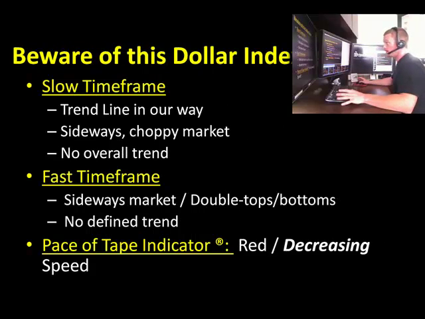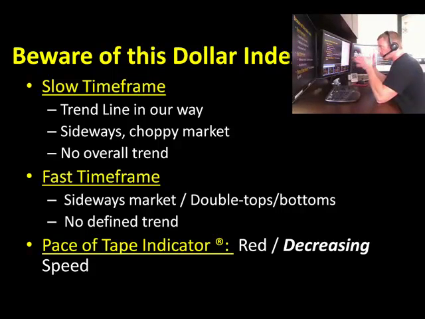Now here's what to avoid. When I see this on the dollar, I want to be very careful. Beware of this stuff. If I have a trend line in my way, if it's sideways or choppy, and if there's no overall trend, be careful. On the fast time frame, if I'm seeing double tops or double bottoms, if I'm seeing no clearly defined trend, if I have a flat trigger line, also another heads up to be careful in the dollar. The pace of a tape indicator: if I see decreasing red pace of a tape, that means slow and sluggish price action in the dollar. It means be careful. Things are probably slowing down.